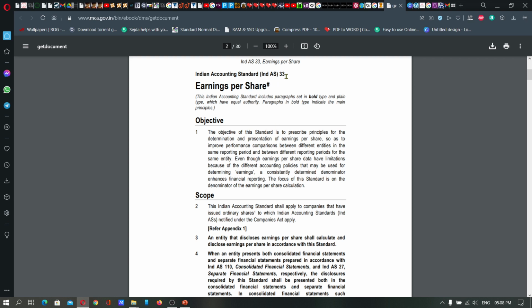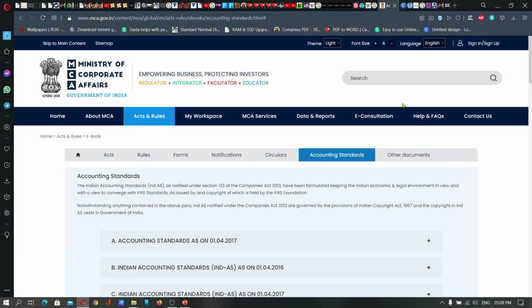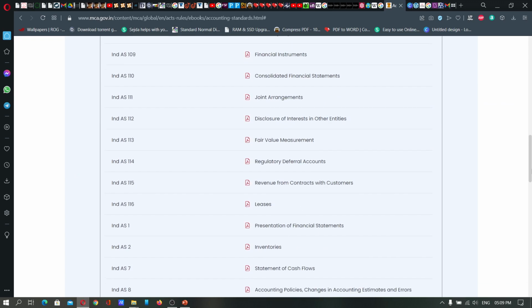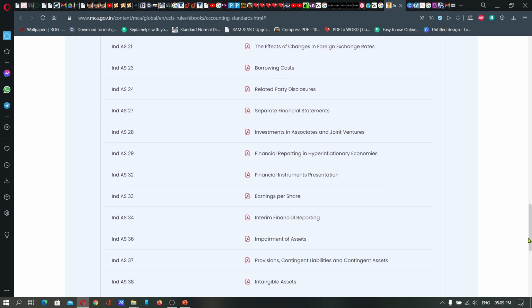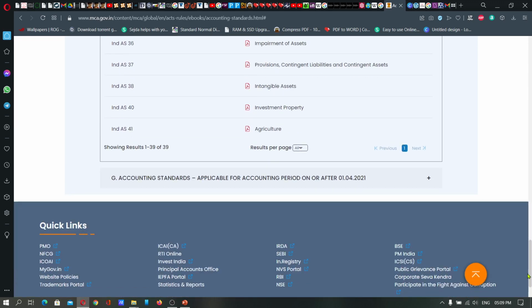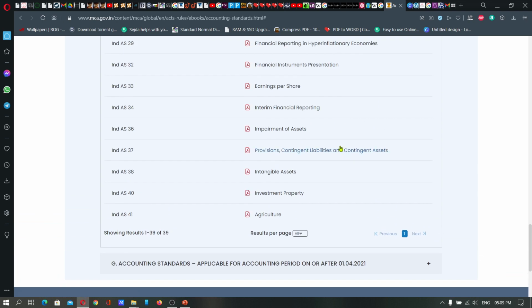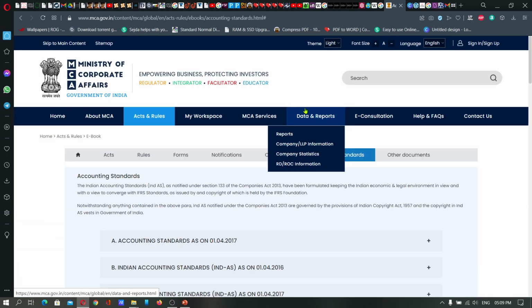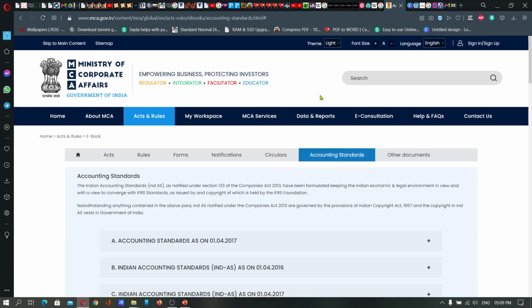And Ind AS 33 deals with how the earning per share is to be calculated and how it has to be presented in the financial statements of a concern complying with the Ind AS standards. Next one.